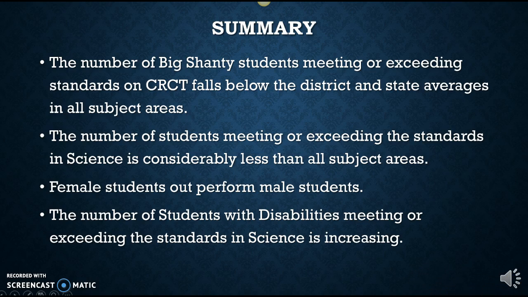All right, to sum up all this wonderful data that you have been seeing, we looked at the number of Big Shanty students meeting or exceeding standards on the CRCT, and that it falls below the district and state averages in all subject areas. The number of students meeting or exceeding the standards in science is considerably less than all subject areas. Female students outperform male students. Woo woo! And the number of students with disabilities meeting or exceeding the standards in science is increasing.